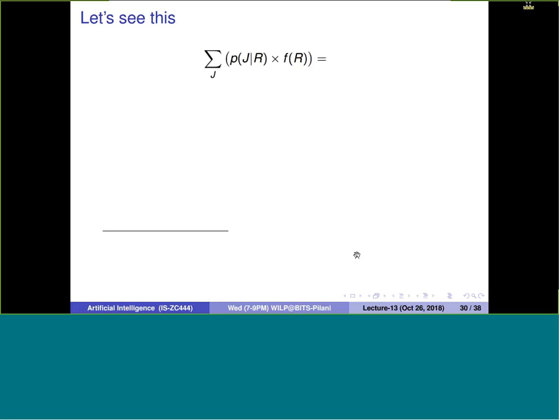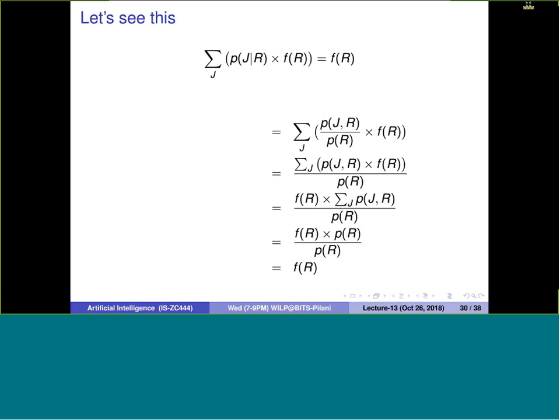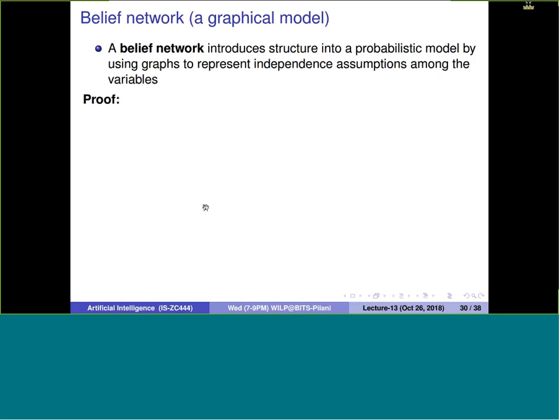Let us also see this important probability: the probability of J given R is some function of R. If you sum over all the values of J, then it is a function of R only, because you have found the summation for all the values of J. This is a small proof that you can also see from the slides.